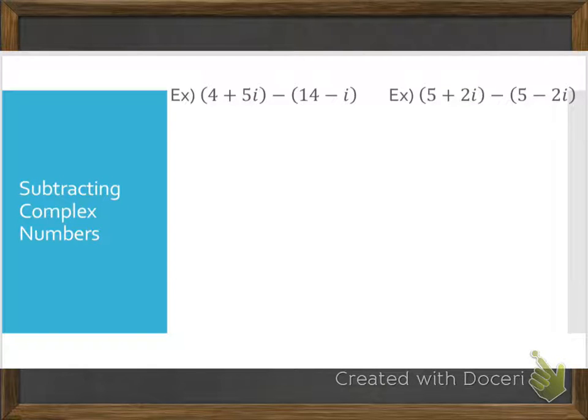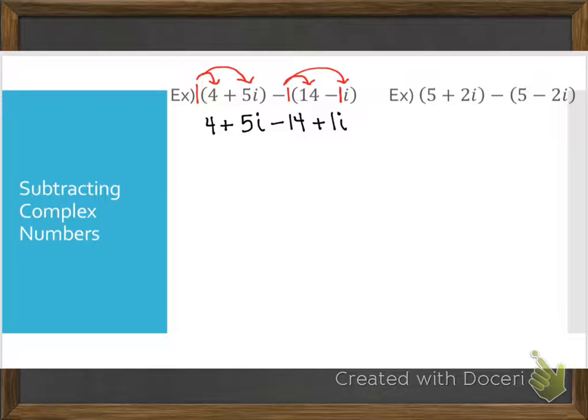All right, so subtracting complex numbers works the same way, guys. Again, we got this 1 here, and we have a minus 1 over here. So we're going to go ahead and distribute. 1 times 4 and 1 times 5i. Well, 1 times 4 is 4, plus 1 times 5i is 5i. Now on the right-hand side, we're going to distribute the negative 1. So we got negative 1 times 14, and negative 1 times negative 1i. Negative 1 times 14 gives us negative 14, and negative 1 times negative 1i gives us a positive 1i.